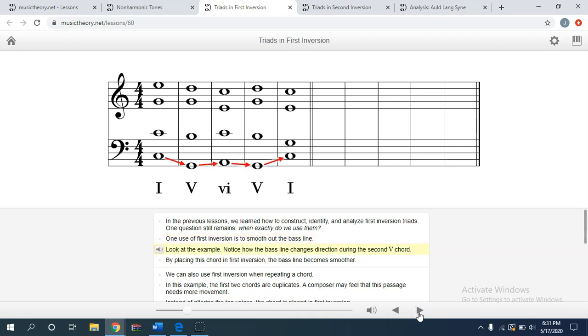So look at this example. Notice how the bass line changes direction during the second 5 chord, right? It's going down, then up a little, down a little, then up by a bunch. And go ahead and I'll just play this so you can listen.